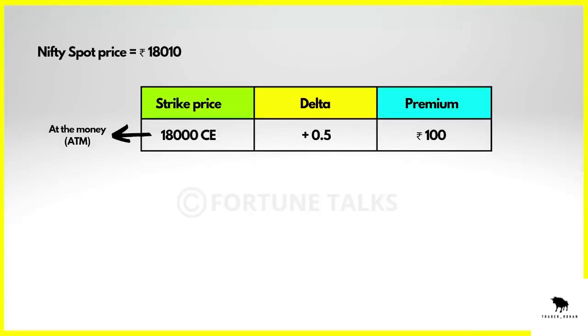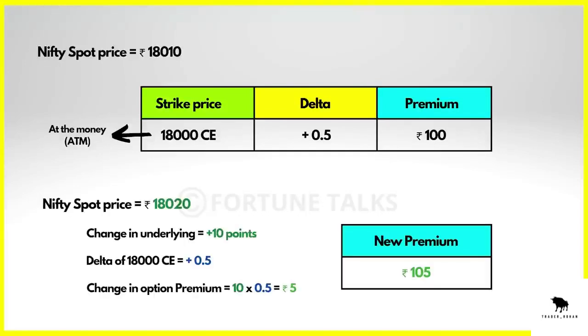Let's say the Nifty spot price is 18,010, and so the at the money strike is 18,000. Now if you consider the 18,000 at the money call option, which is priced at 100 rupees and the delta value is close to 0.5. What this means is that for every 1 rupee change in Nifty spot price, the 18,000 call option premium will increase by 0.5. So if the spot price changes to 18,020, that is spot price increased by 10 points, then the call option premium will increase by 5 points to 105 rupees.